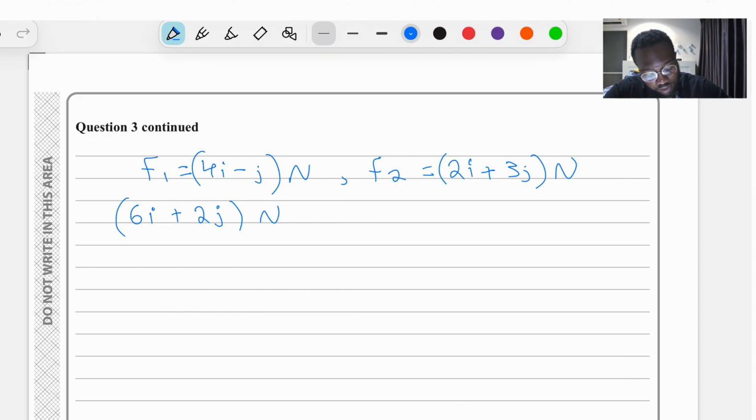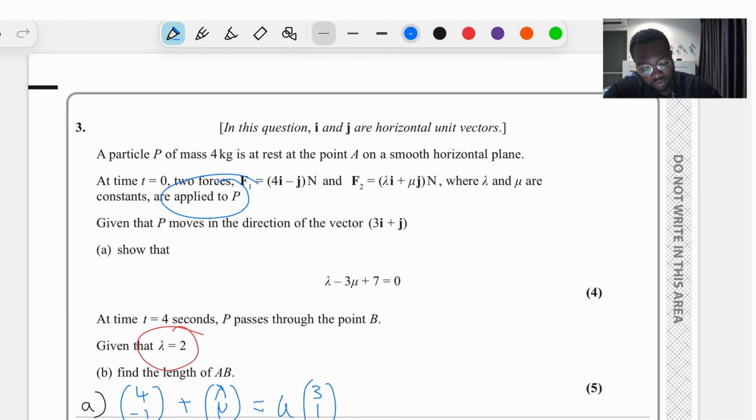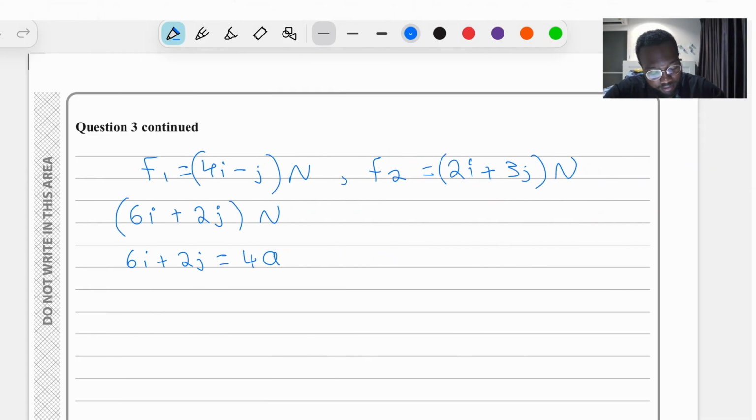Therefore, if we do F equals ma, we know that 6i plus 2j is equal to mass times acceleration. That'll be 4a, okay? Because in the question, they tell us that the mass is 4 kilograms. Now, pretty simple, we can work out the acceleration just by dividing by 4. Therefore, we get a equals 1.5i, and then j, that's 2 divided by 4, so that'll be 0.5j. So now we know acceleration is this.